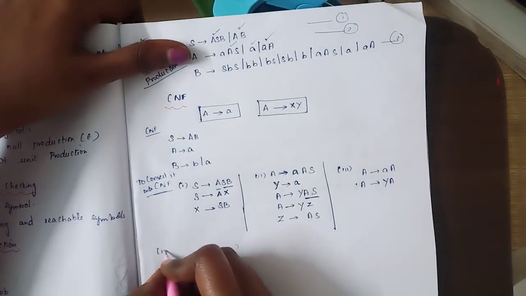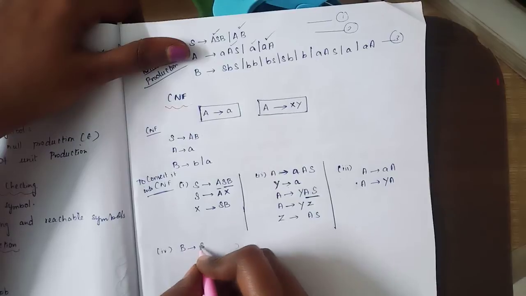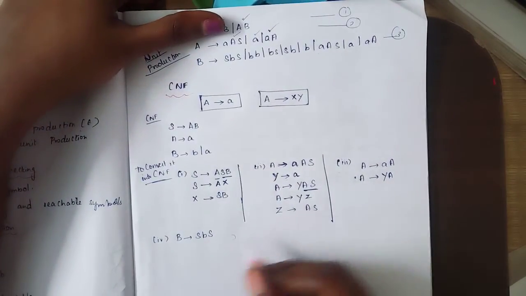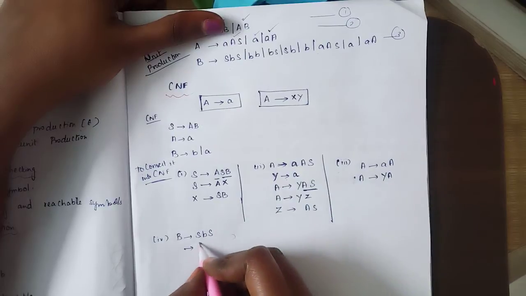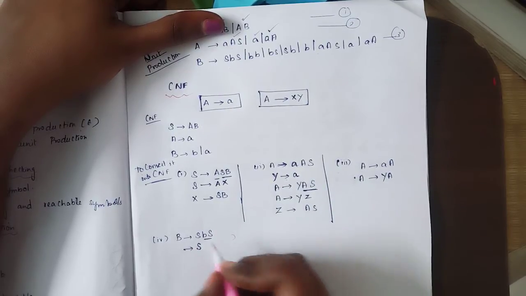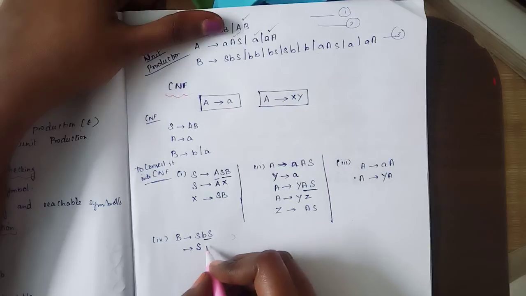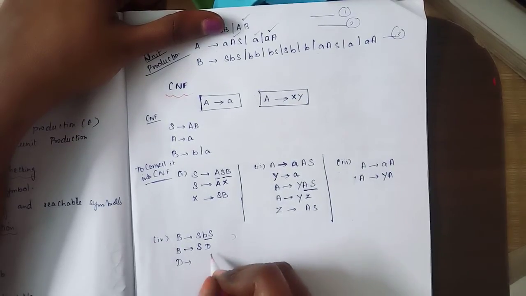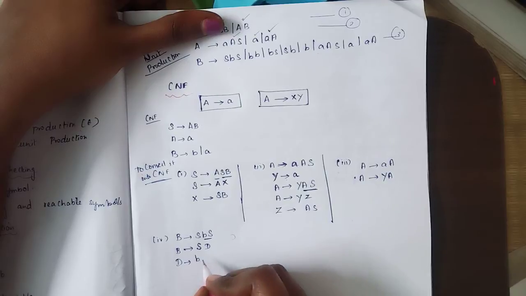Now B tends to SBS. So B tends to SBS, right? So take the S as it is and BS. For BS you will put some other symbol, say D. So D tends to BS.